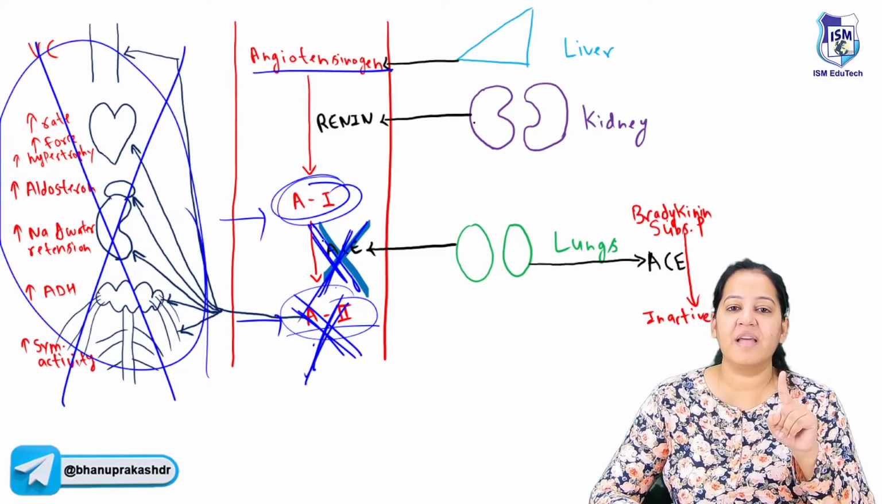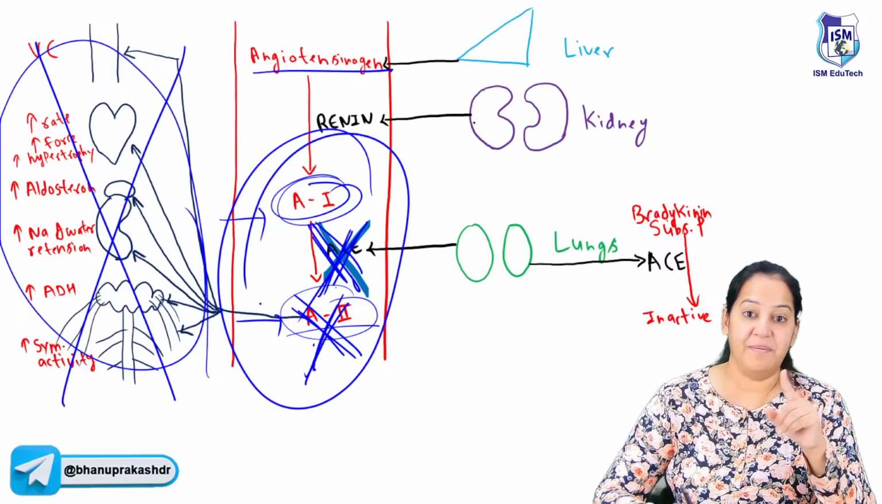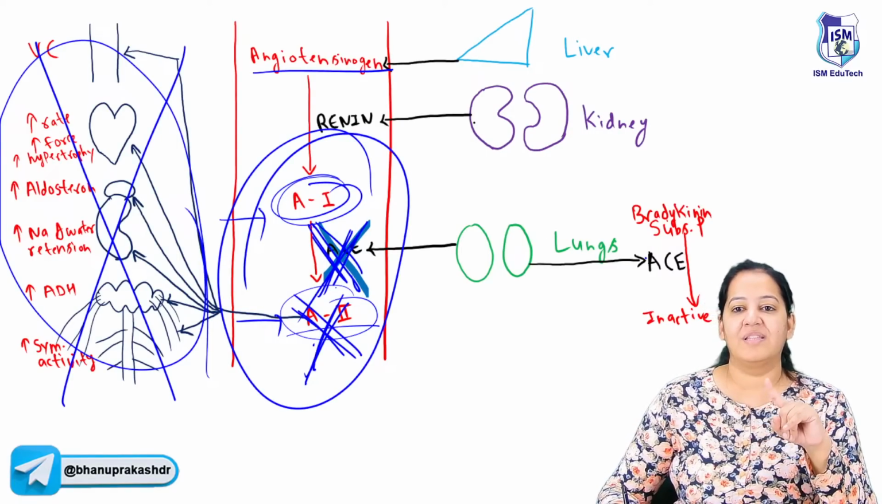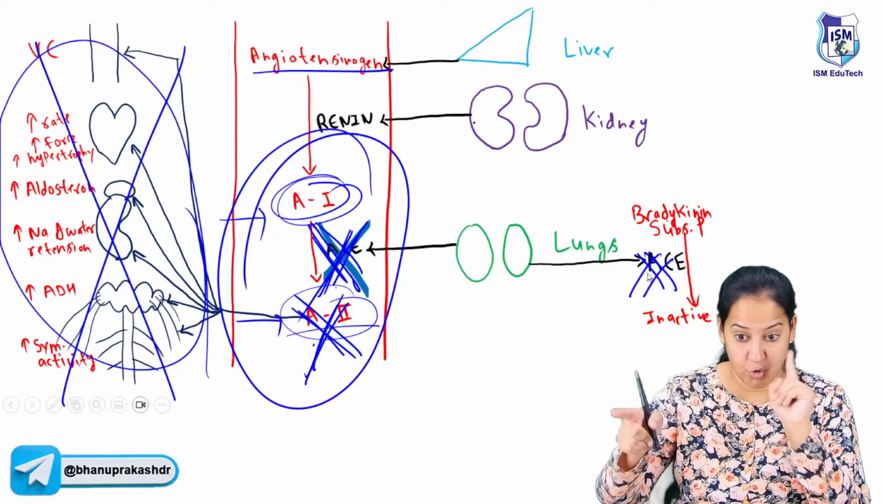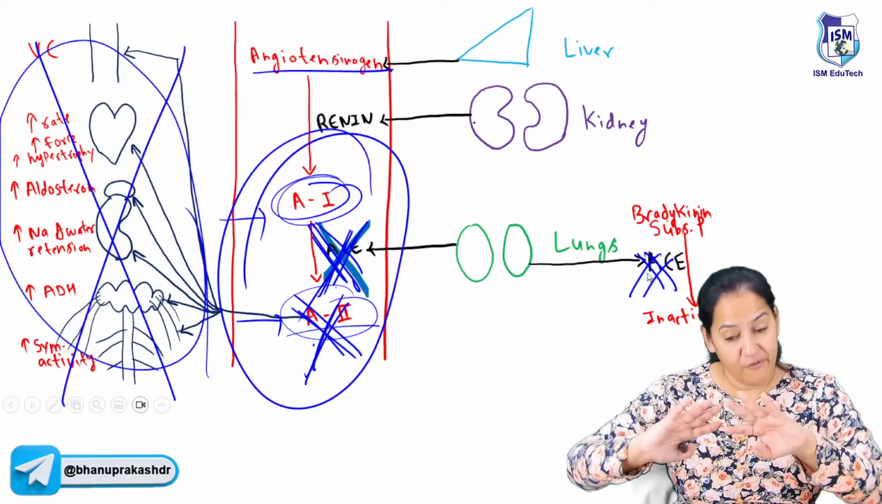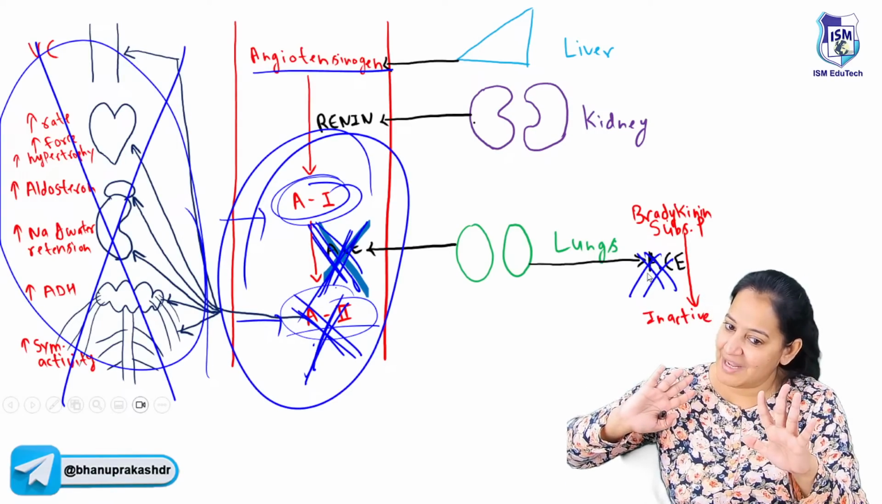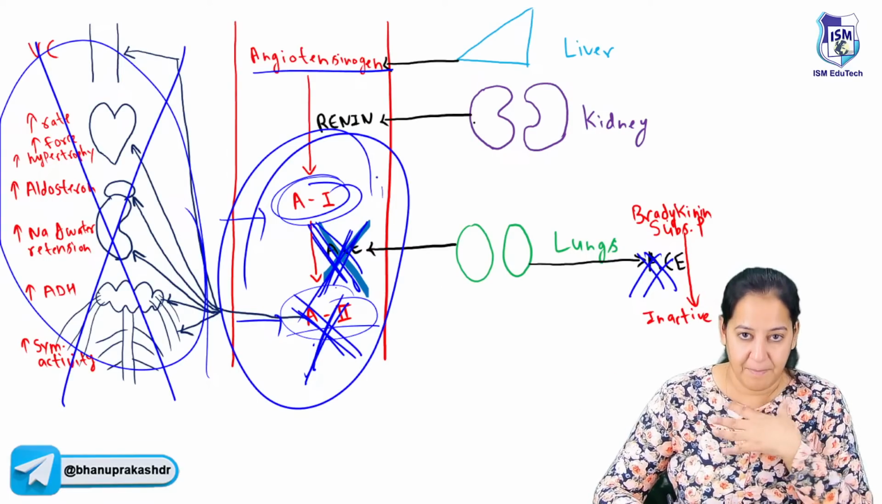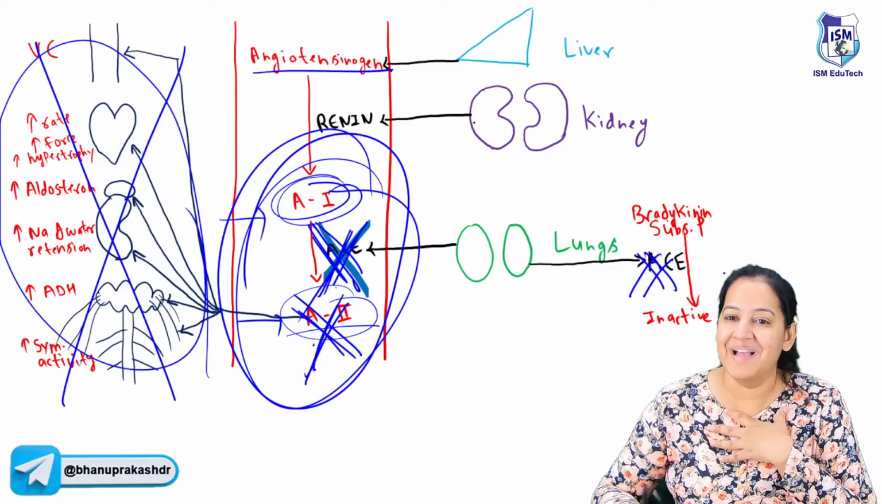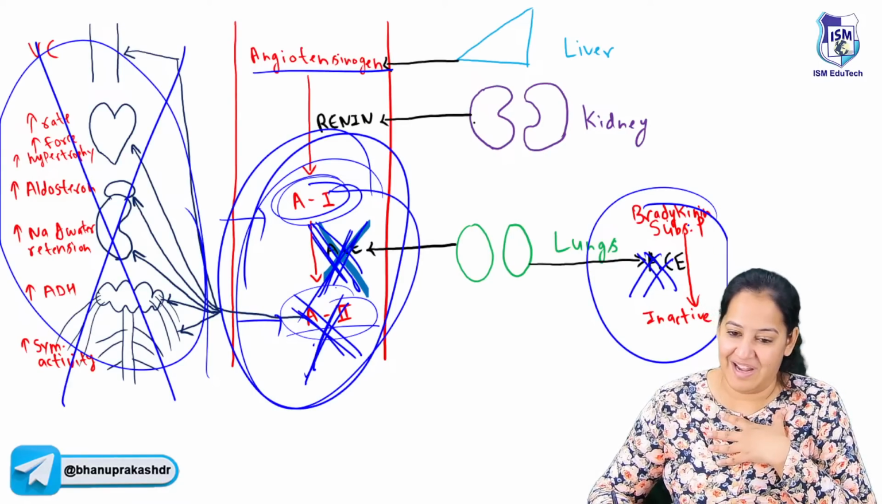You are inhibiting the enzyme ACE, so this function is inhibited. I want it. But unfortunately, this function is also inhibited. ACE was required at two places, in the blood and in the lung. So if you are giving ACE inhibitor, the ACE will be inhibited at both places. In the blood, I want to inhibit it, I want to control BP. But in the lung also, unfortunately, it will be inhibited.